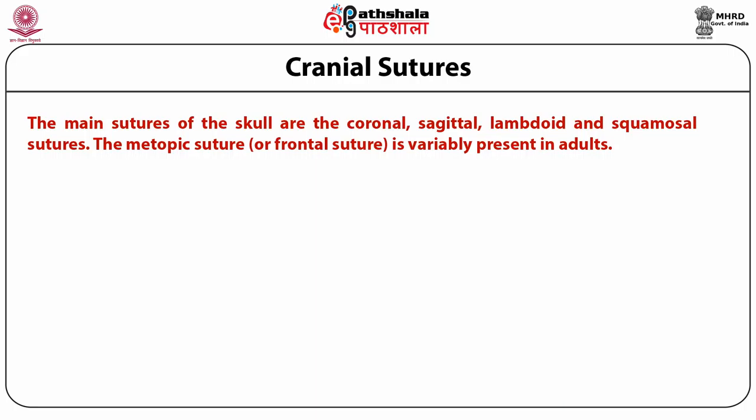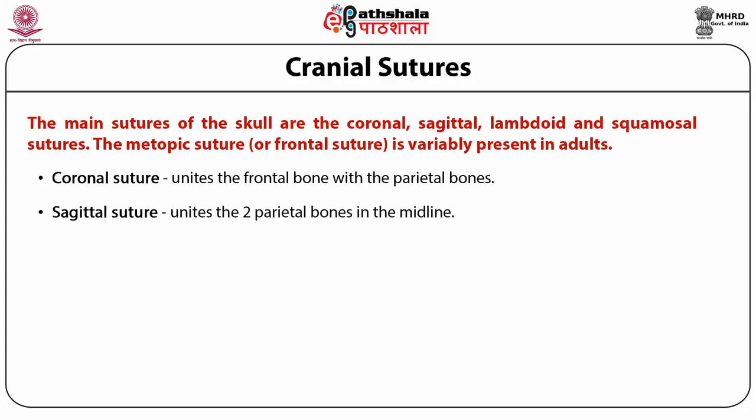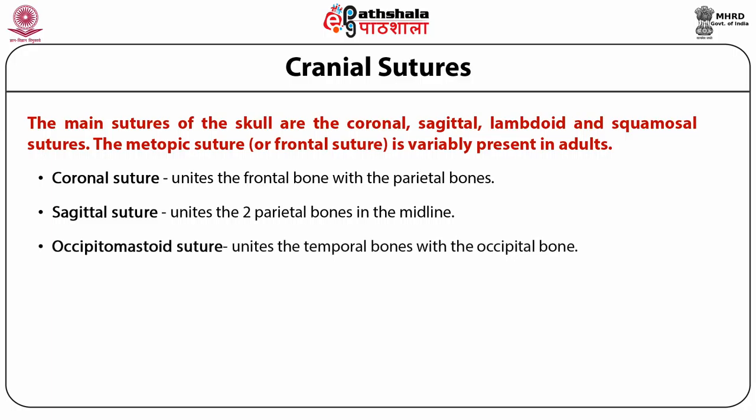The metopic suture, that is the frontal suture, is variably present in adults. Now the coronal suture unites the frontal bone with the parietal bones. Sagittal suture unites the two parietal bones in the midline. Then occipito-mastoid suture unites the temporal bone with the occipital bone.